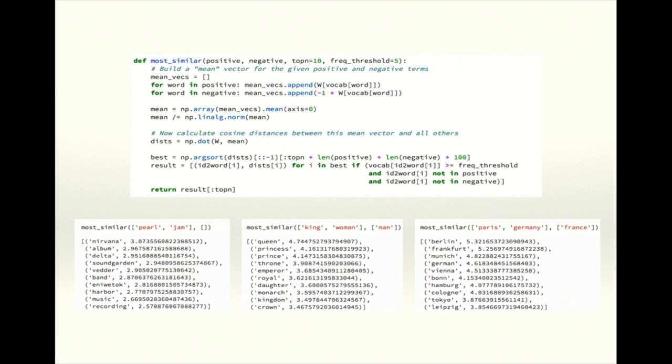Another analogy is for capital city and country. This third example is the analogy: Paris is to France, Germany is to what? And interestingly, it's outputting Berlin. There are several examples that I cannot show you anymore, but with just GloVe, you can find these cool relationships of words.